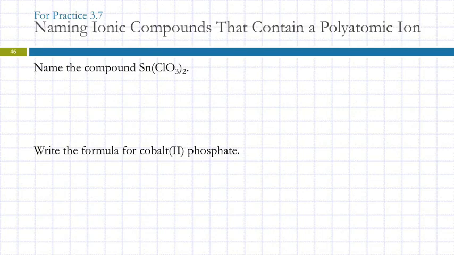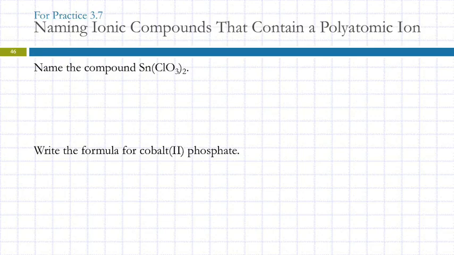We use parentheses around polyatomic ions when there's more than one. If there was only one, we wouldn't use the parentheses. If it's a single ion, a monatomic ion like chloride, then we're not going to use the parentheses either, even if we have 5 or 6 of them. The reason we need parentheses here is because it gets confusing.